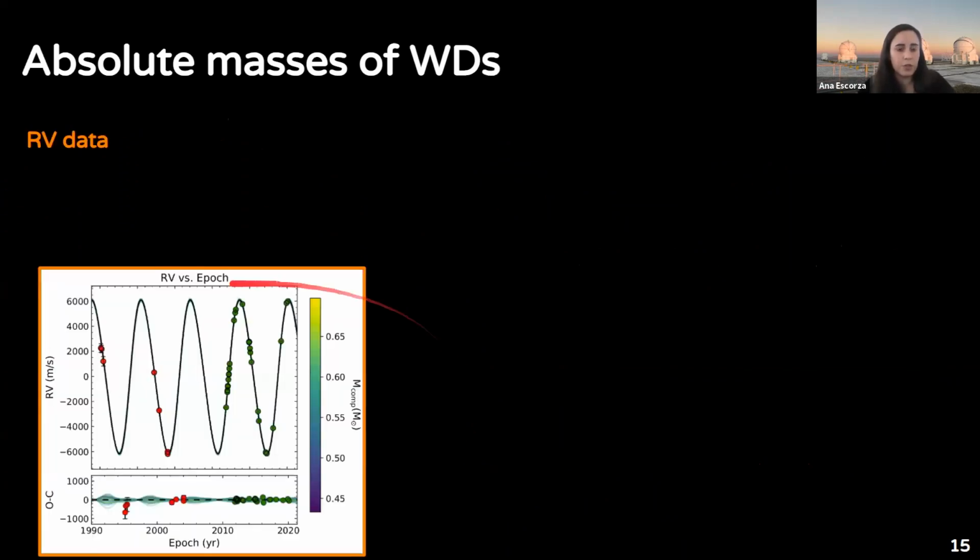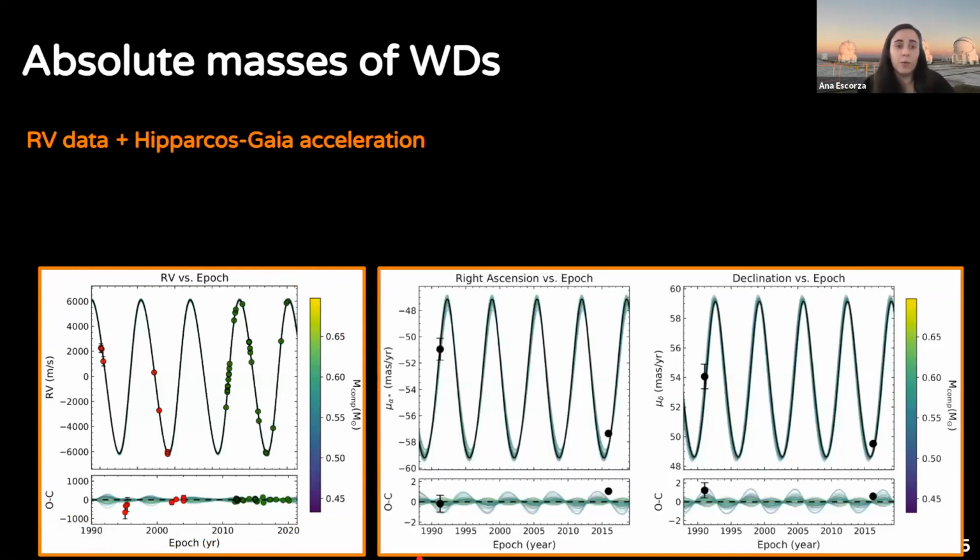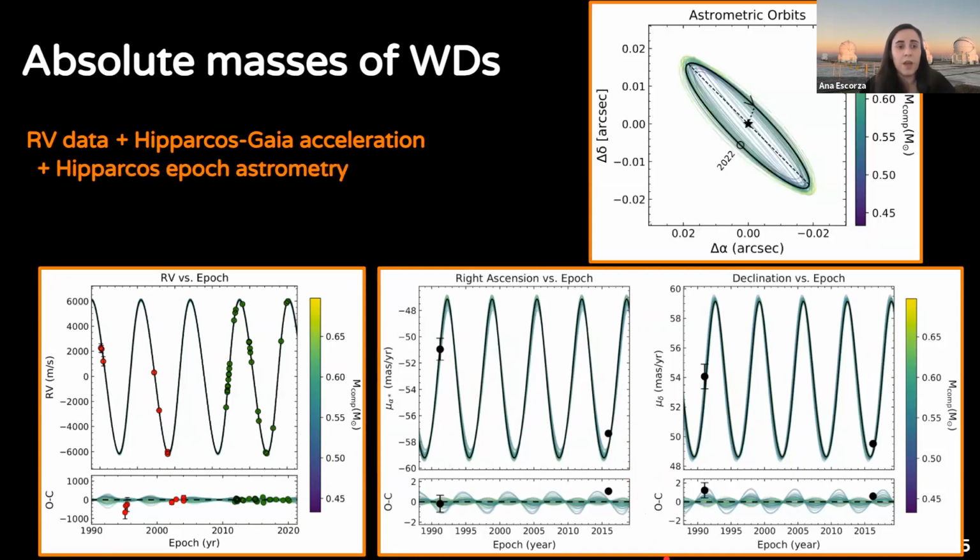And the way this works is the following. We use the radial velocity data that we have, and we are very lucky because we have a lot. We combine this with the Hipparcos and Gaia acceleration, so the proper motion at the time of the two missions. And we combine this with the Hipparcos astrometry, the individual epoch astrometry when possible, and one single orbital model, including the mass information, needs to fit all these data.